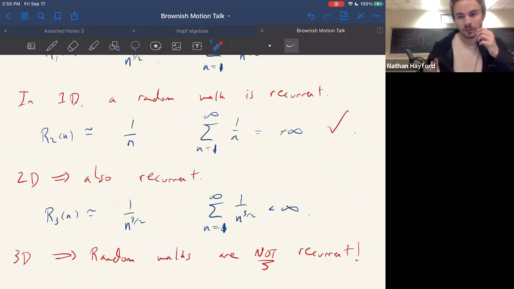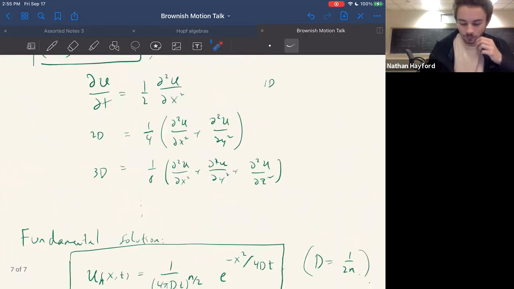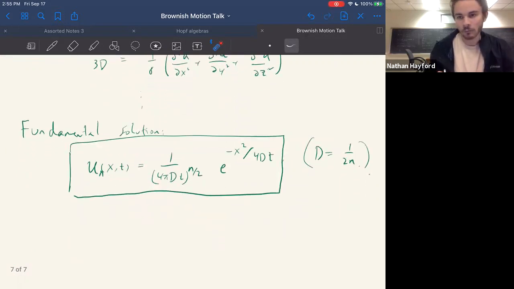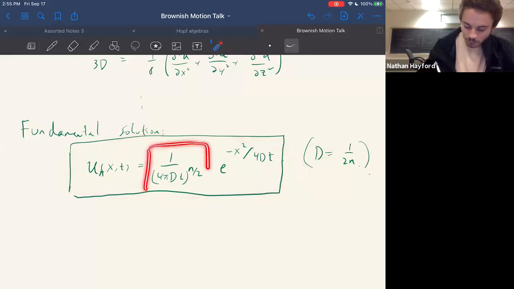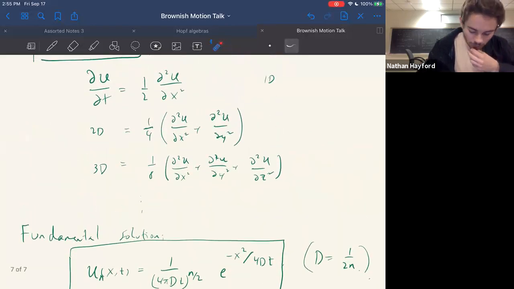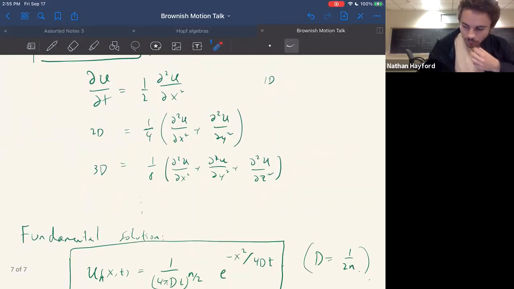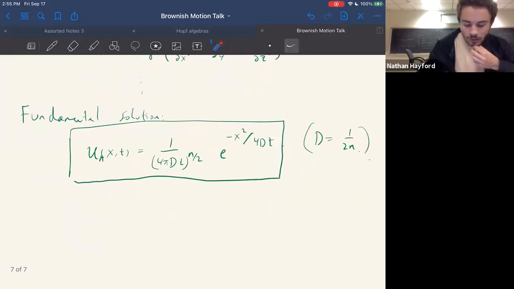So we could have guessed, if you knew something about PDEs, where a random motion is actually recurrent by just looking at the fundamental solution of the heat equation in that number of dimensions and looking at this piece of the coefficient, the relevant piece. So that's nice. We kind of expect that.